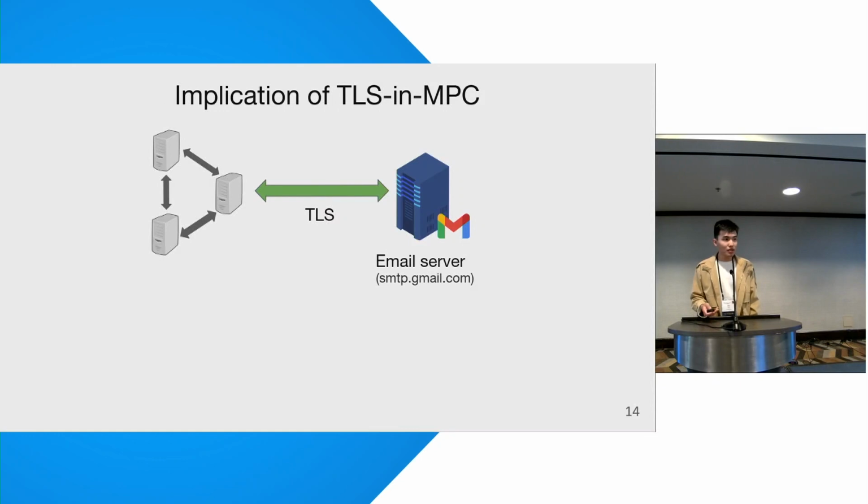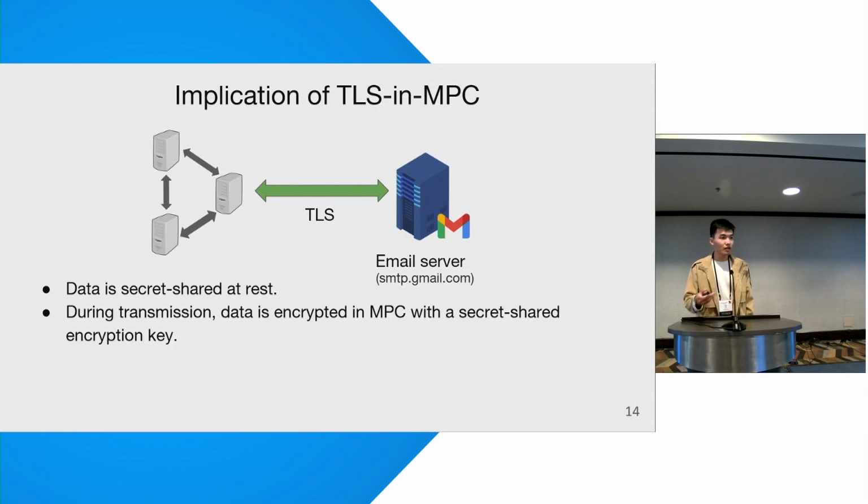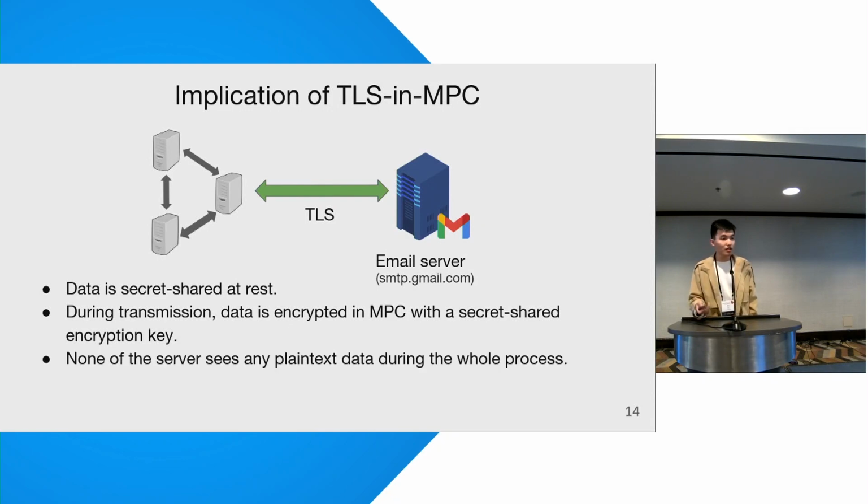The TLS and MPC protocol is extremely powerful because when the client registers for the service, she will store their data as secret shared on the servers. So the data is secret shared at rest. And then during data transmission, this data is encrypted inside MPC with a secret shared encryption key. So none of the servers actually see the encryption key, and what they see is the encryption of the messages. Any one of the servers can just forward this encryption of the messages to the email server. And so during the entire process, none of the servers actually sees any plaintext data.